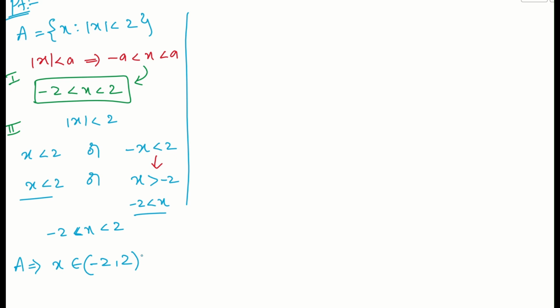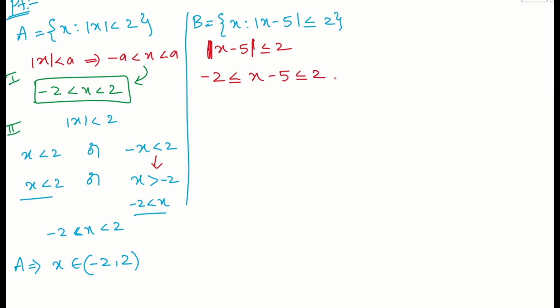Now consider the elements in the set B here. What is the B set they have given? They have given x such that |x - 5| is less than or equal to 2. I'll also do this in two ways, for your understanding. We know that whatever expression is inside the modulus, here x - 5, we can say that -2 is less than or equal to x - 5, which is less than or equal to 2.